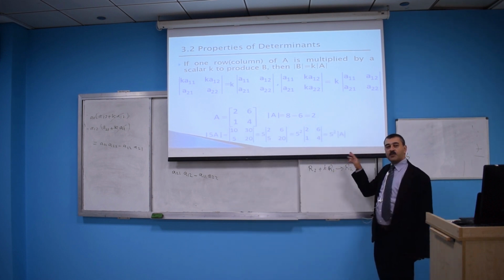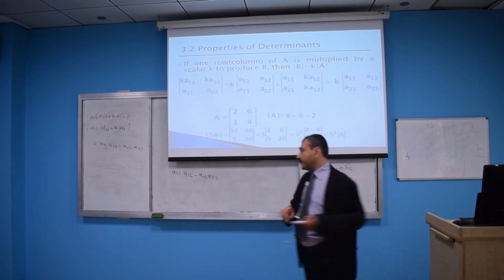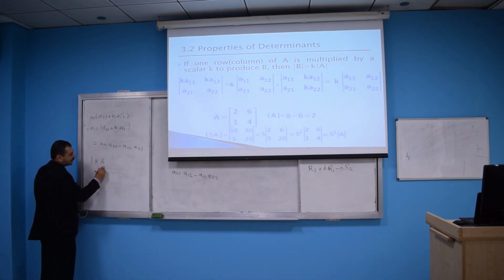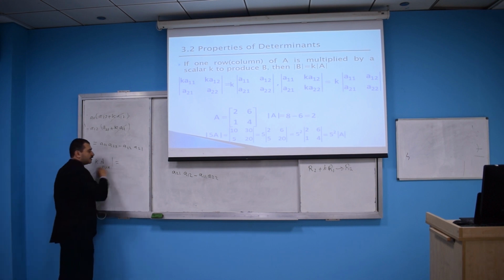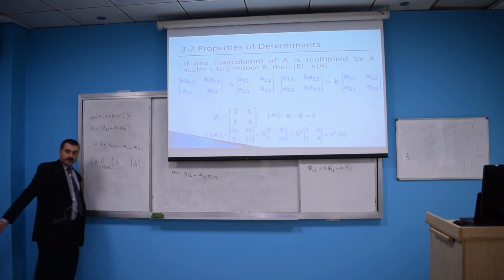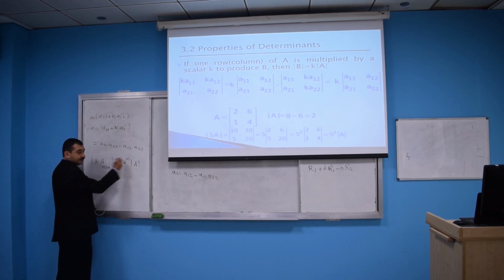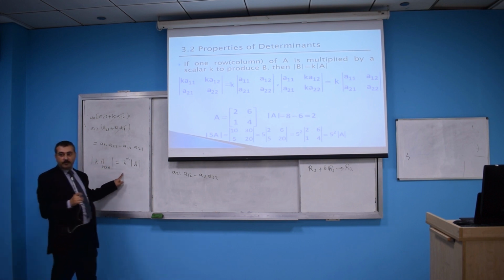Can we generalize this property? If you have the determinant of k A, and A is n by n, what is the relation between this and the determinant of A? It would be k power n, because k is multiplied by each entry, and from the properties of the determinant, you take k from each row, so we'll get k power n.